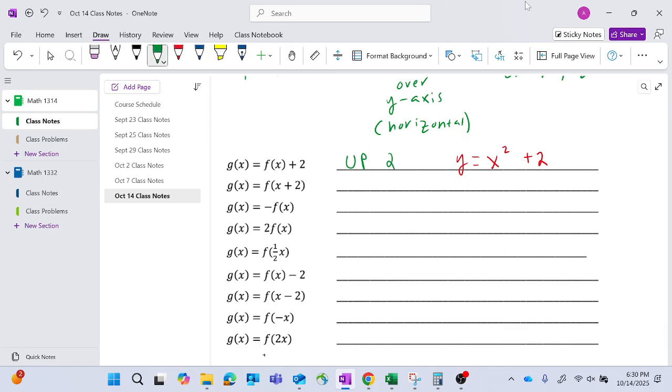All right. The next one, f of x plus 2 inside with the x. That tells me it's going to be left 2.